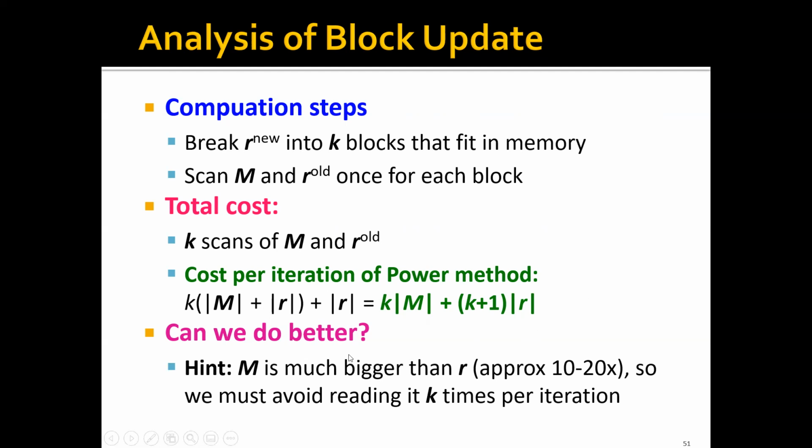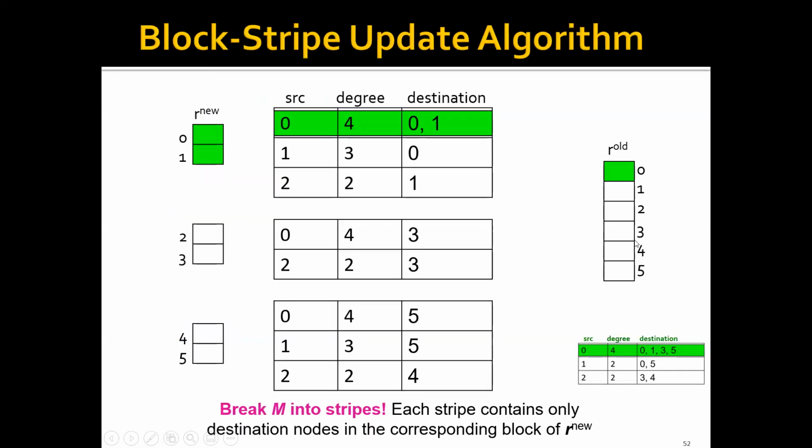One observation is that this matrix M is very large, much larger than the vector R. So we must avoid reading this large matrix K times per iteration, right? And the idea is very simple. We can just break this large matrix M into stripes, and each stripe contains only the destination nodes in the corresponding block of RNew. For example, we can break this original matrix M into 3 stripes, and each stripe will correspond to 1 block of the RNew.